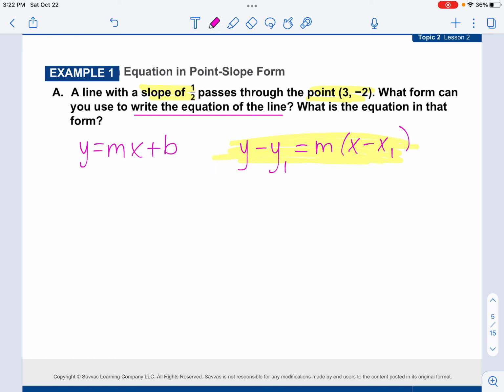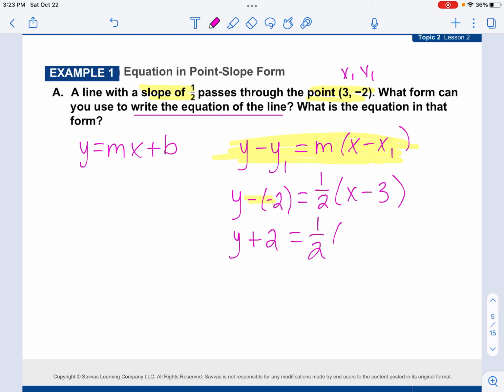So I am going to use point slope form to write the equation. So again, the point is going to represent your x1, y1. So y minus -2 is going to equal your slope of a half, x minus 3. Only other thing to do is if you see two negatives sitting right next to each other, you're going to rewrite them as a positive. So y plus 2 is going to equal a half times x minus 3, and that's our final equation written in point slope form.